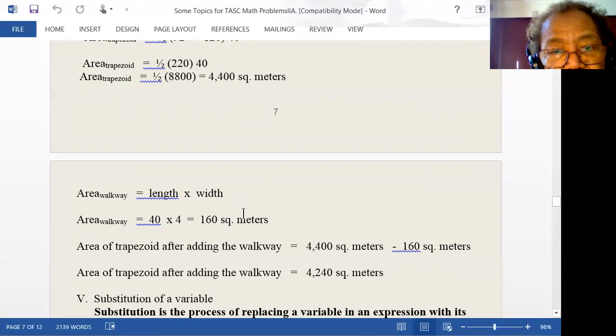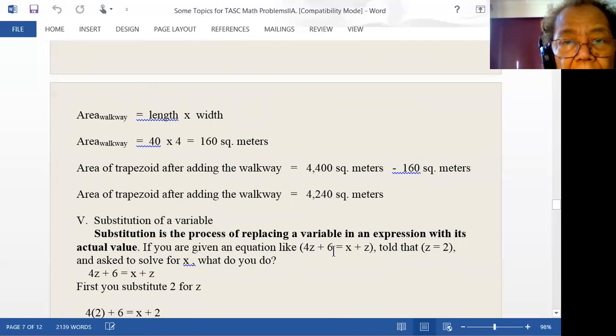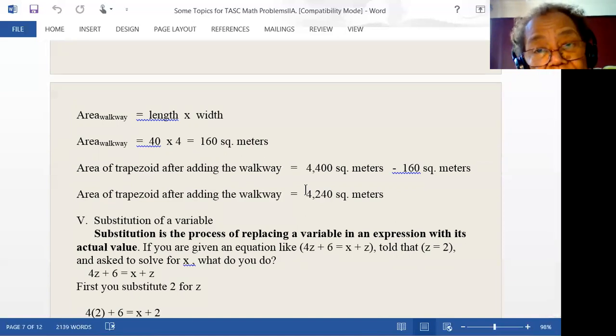Now, if we subtract that from the area before we added it, that would be 4,400 before we added the walkway, minus 160. So after adding the walkway, the area of the trapezoid, the wooded area shaped like a trapezoid, would be 4,240 square meters. In other words, it decreased by 160 square meters, which is the area of the walkway.